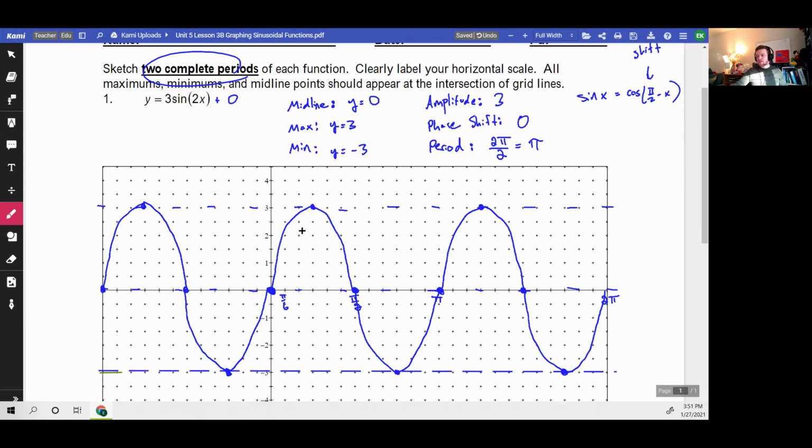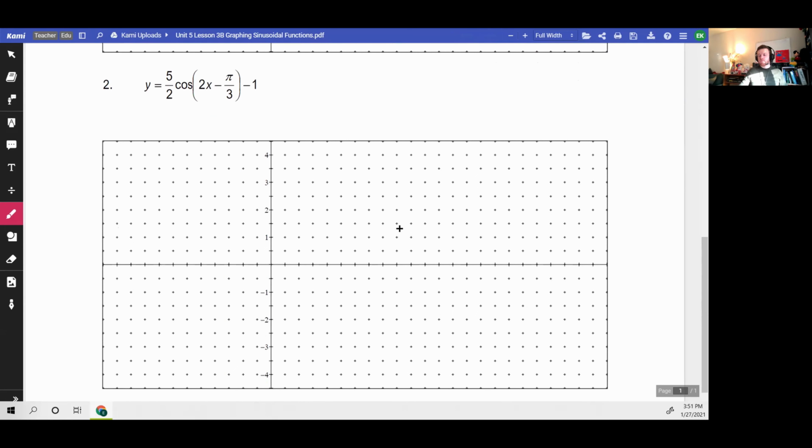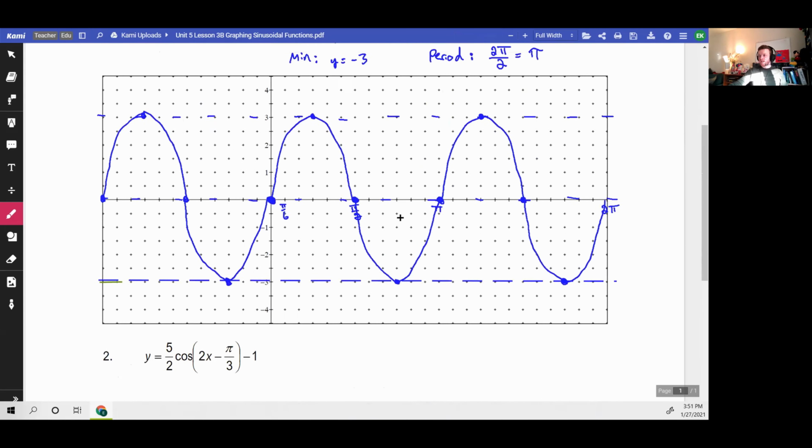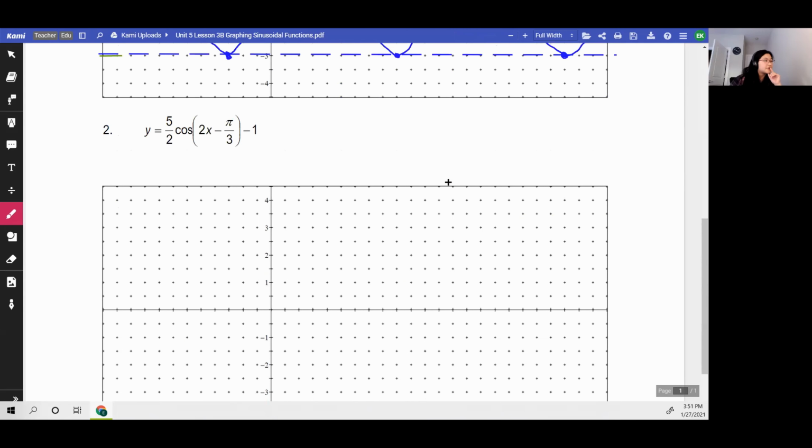Cool. All right. So let's go to a little bit more obnoxious one. But I think it's going to be fine. Okay. So we did a lot of things up here. Let's just talk about the midline, the amplitude, the phase shift, and the period. Okay. Midline. -1.